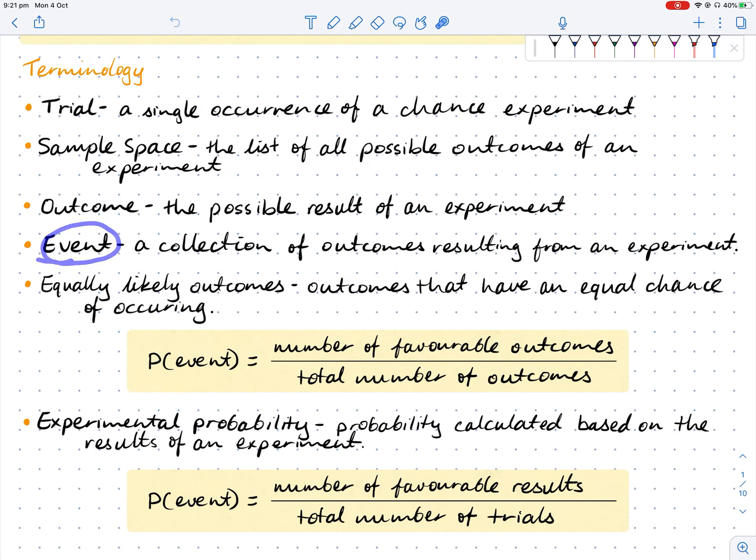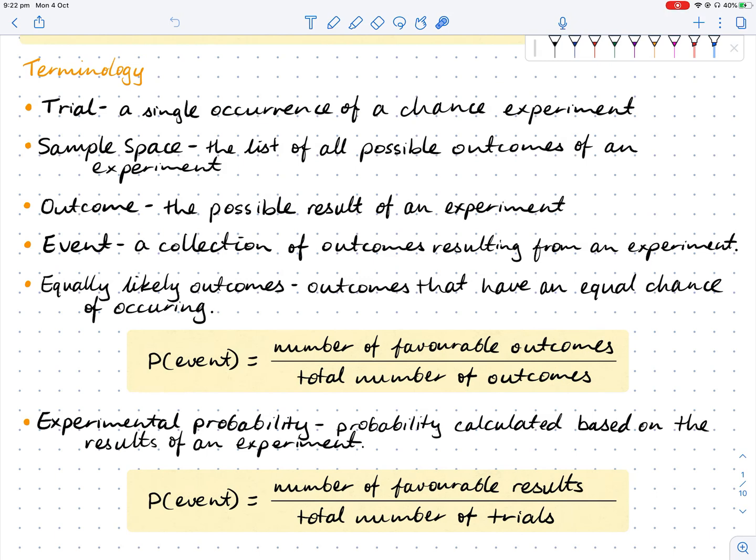An event is a collection of outcomes resulting from an experiment. So if we were to perform some sort of trial many times, then with an event we're talking about what is the final result. So what's the final conclusion from completing that experiment? If you were tossing 3 coins, an event could be getting 2 heads, or if I was rolling two dice together, then it could be obtaining a sum of 7. So we're looking at multiple things happening together and looking at what the results come out to be.